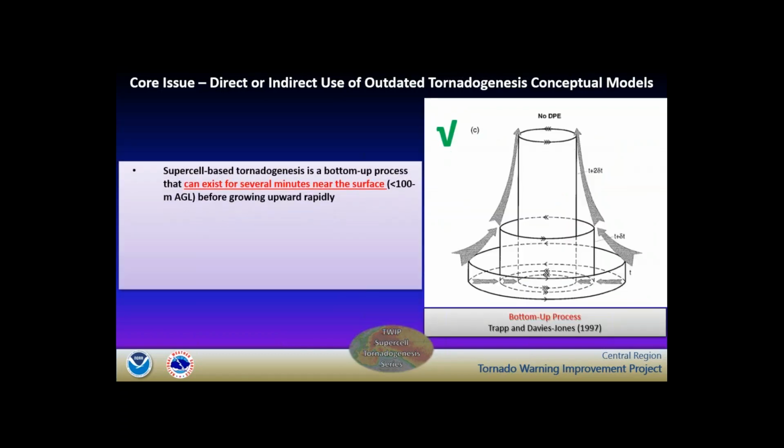So in contrast to this dynamic pipe effect, we're seeing this growing number of studies that are finding a bottom-up process for tornadogenesis that exists potentially for several minutes before growing upward very rapidly.